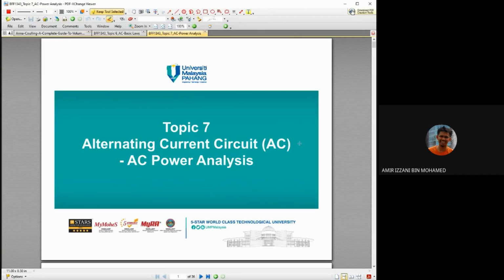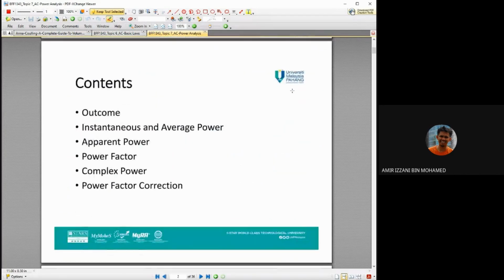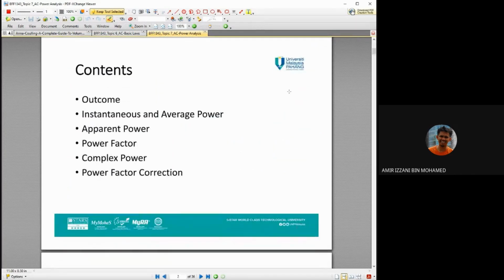On AC power analysis. The content of the chapter is on instantaneous and average power, apparent power, power factor, complex power, and power factor correction.